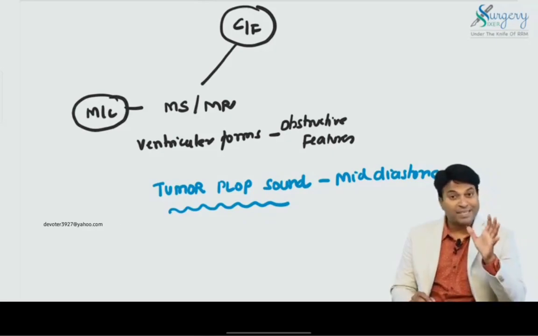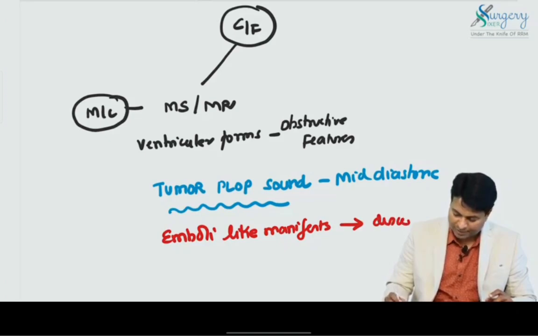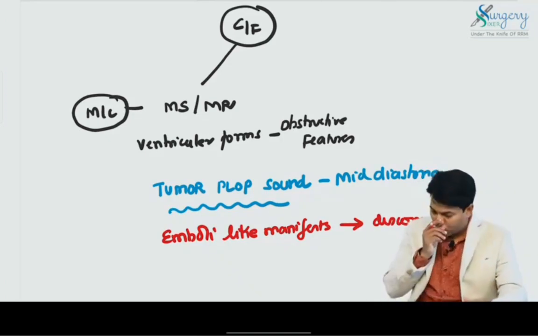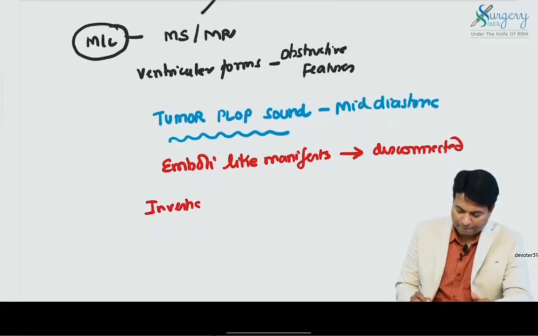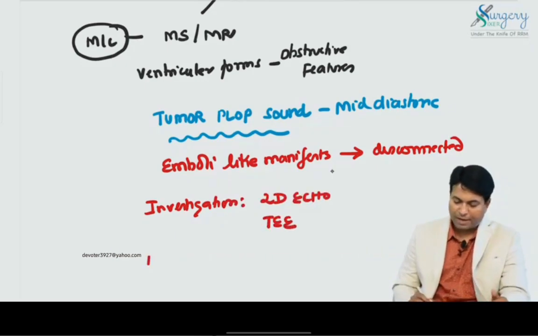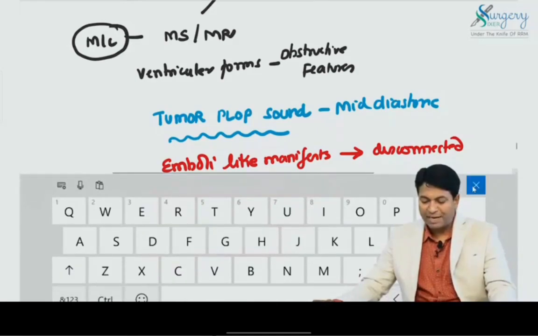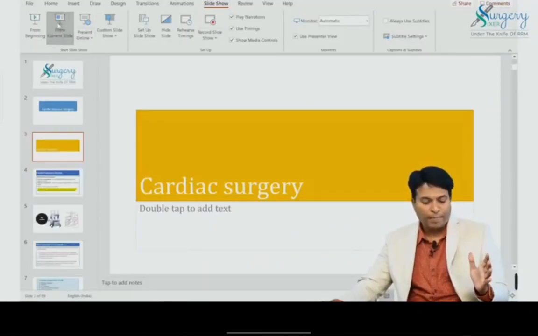The major complication is when the atrial myxoma disconnects and becomes an embolus. Please remember, if it disconnects, embolic manifestations can happen. Investigation is by means of 2D echo or transesophageal echo, and the treatment is always surgical excision. So please remember, atrial myxoma is common in the left atrium, producing symptoms similar to MS or MR.